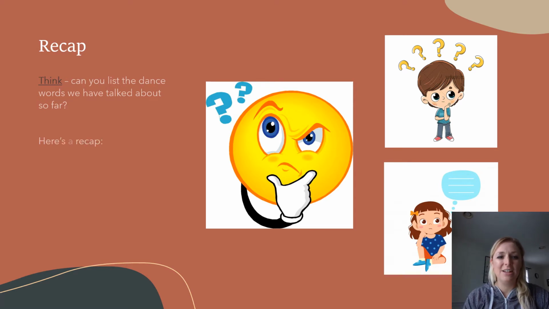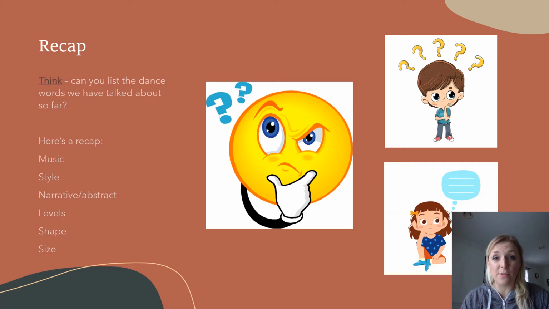Let's check. So we have had music, the dance style, and whether your dance was going to be narrative or abstract, so have a story or not. They were all on day one. Day two, we added levels. Day three, we looked at the shape of the movement we'd created and also the size or scale of the movement. And then day four, which was yesterday, we looked at pathways. So hopefully by now your dance will have all of those elements in.